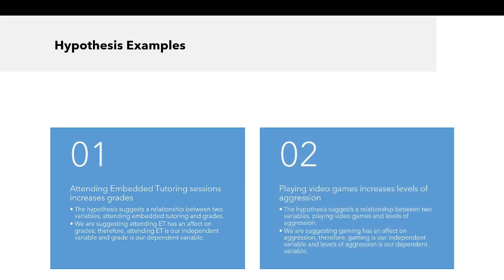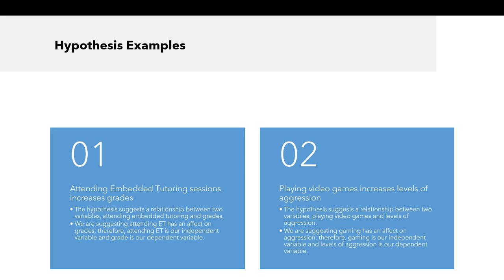All right, hypothesis example number 2: playing video games increases levels of aggression. So the hypothesis here suggests a relationship between two variables, one of which is playing video games, the second of which is levels of aggression. I'm a huge gamer myself, and I don't even think you need to be a self-described gamer in order to know that this is an idea that has often been put forth as a hypothesis, right? Suggesting that playing video games increases levels of aggression or makes people more aggressive.